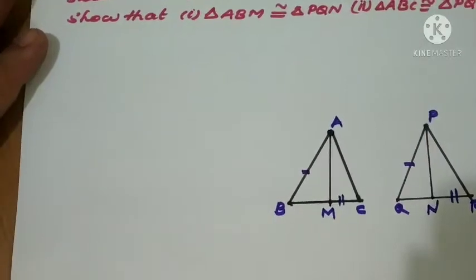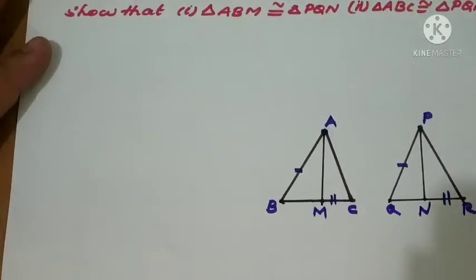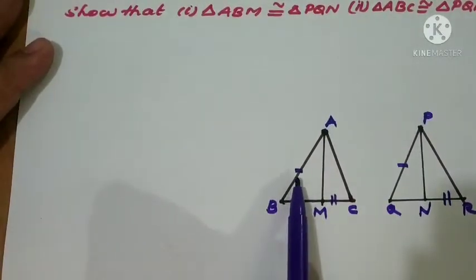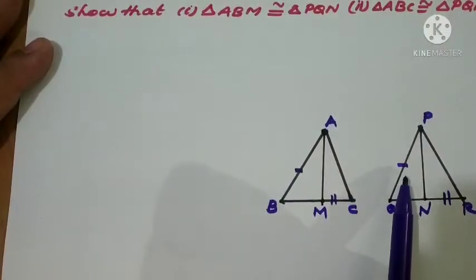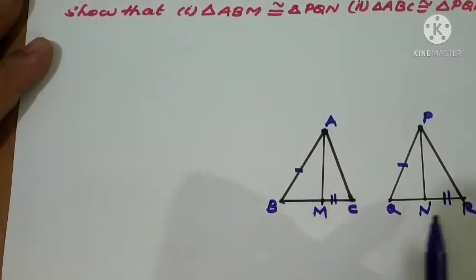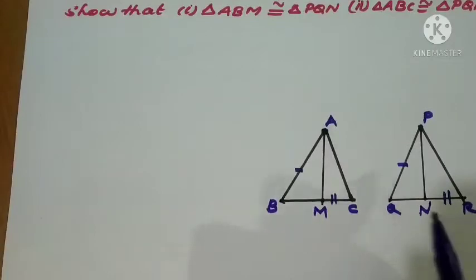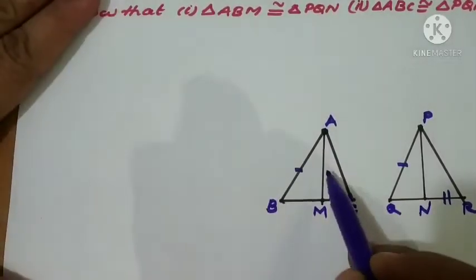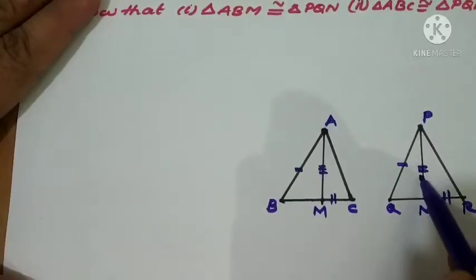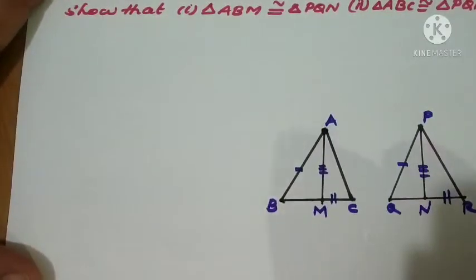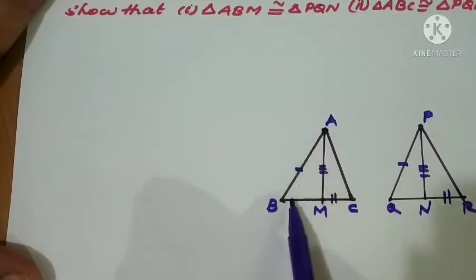So I think now you got the idea of the question. Two triangles are given. The first side AB equal to PQ of the second triangle, BC equal to QR of the second triangle, and also the third one they had given as AM is equal to PN of the second triangle. Now we should prove that triangle ABM congruent to triangle PQN.